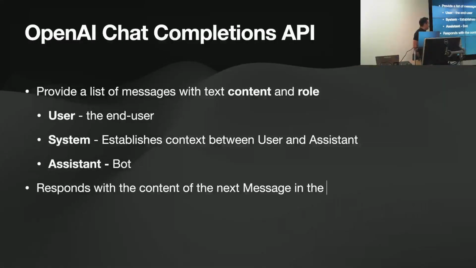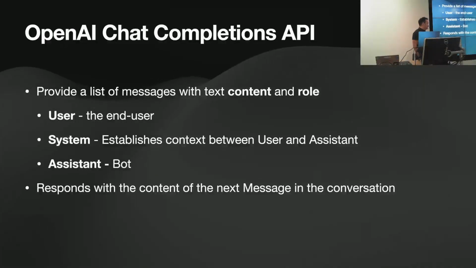We've got three roles. We've got the end user, so that's you. The system, which is this invisible prompt that establishes the context between the user and the assistant or bot. And you've got the assistant, which is ChatGPT's role.